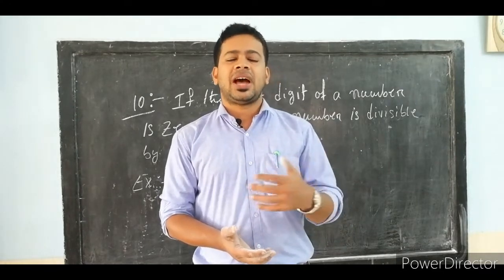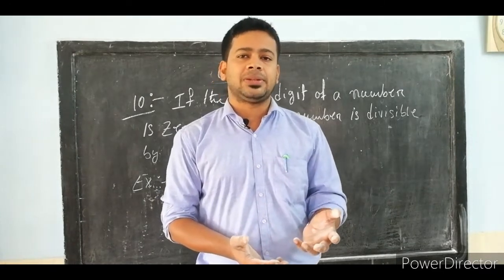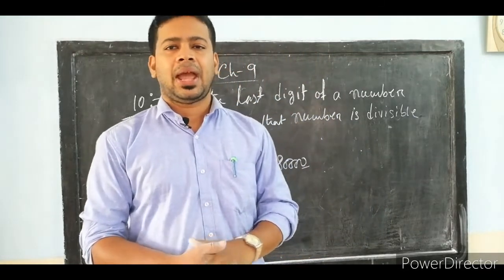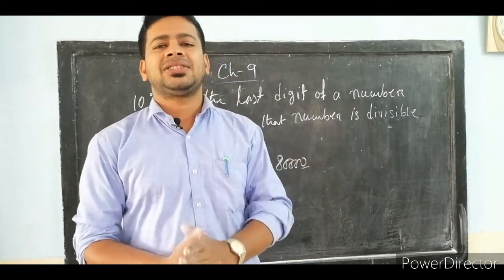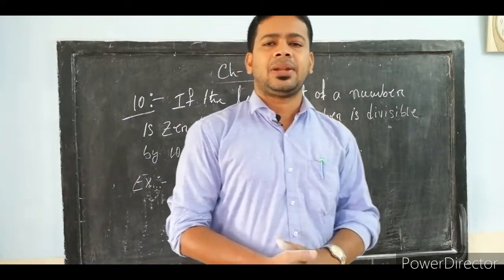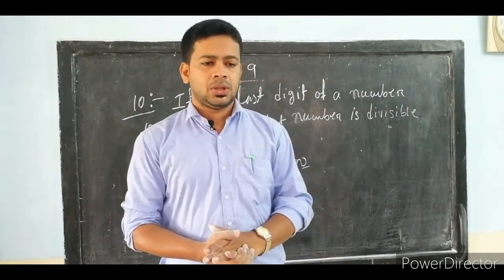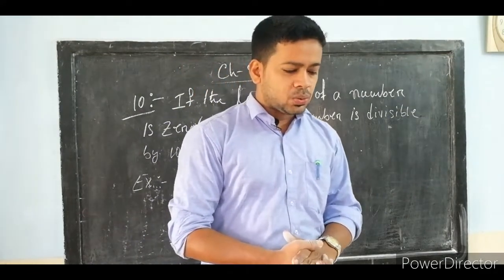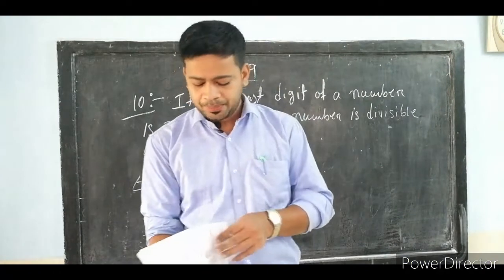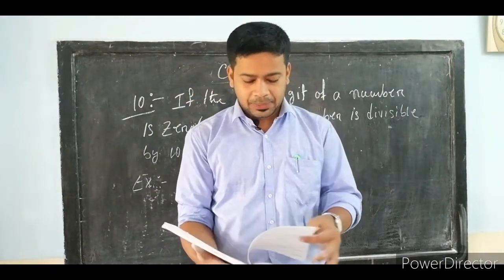That means if the sum of all the digits of a number is divisible by 9, then that number is also divisible by 9. And for 10, if the last digit of a number is 0, then that number is divisible by 10. So with this we have completed the test of divisibility. Now let us move to exercise 9b.